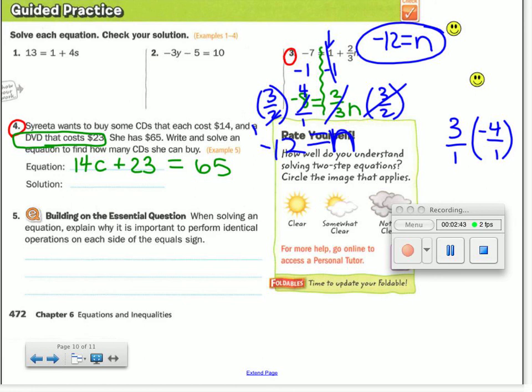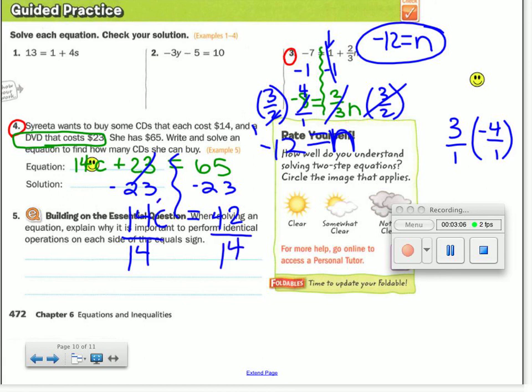The next point again, maybe put a squiggly line. Maybe go ahead and, with your finger, cover up your variable. We are going to subtract 23 from both sides. We're left with a 14c equals 42. Then we're going to divide by 14, divide by 14, cancel, and c equals, what is 42 divided by 14?